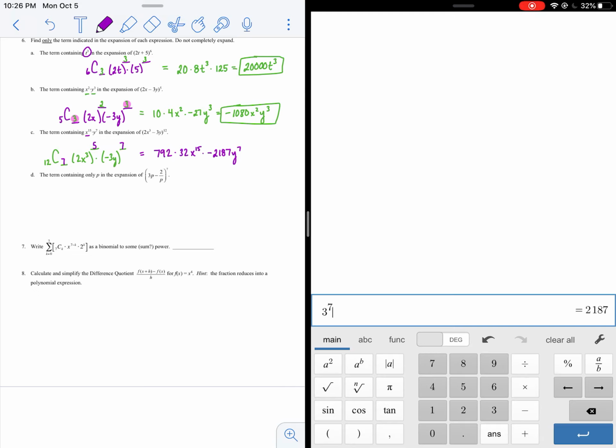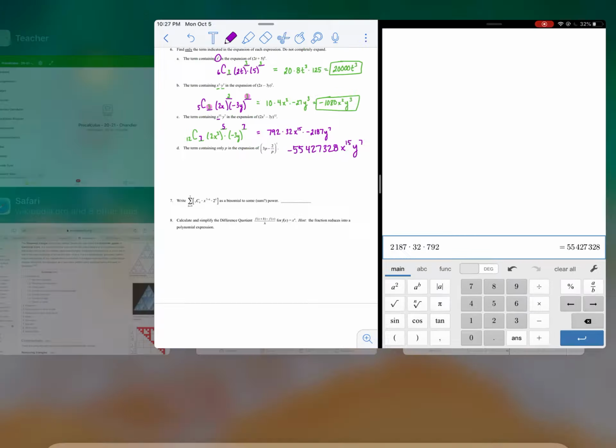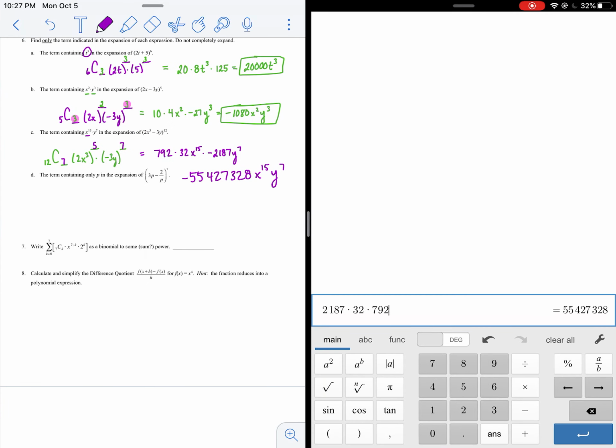So let's see what we get here. All right, so we've got 2187 multiplied by 32 multiplied by 792, that lovely number there, 55,427,328. It was negative, and that's my x to the 15th, y to the 7th term, right? So there we go.